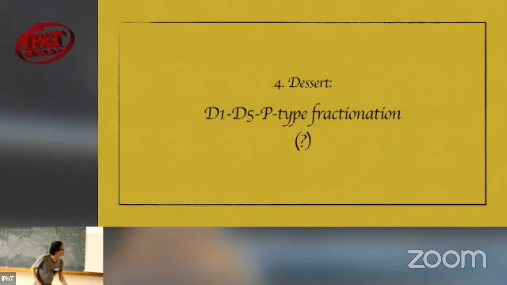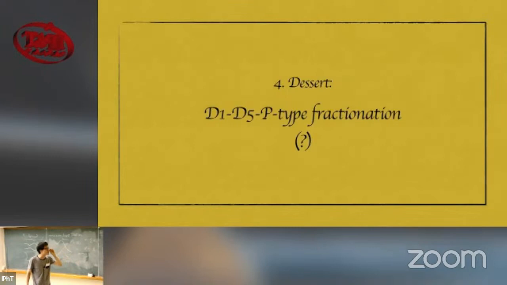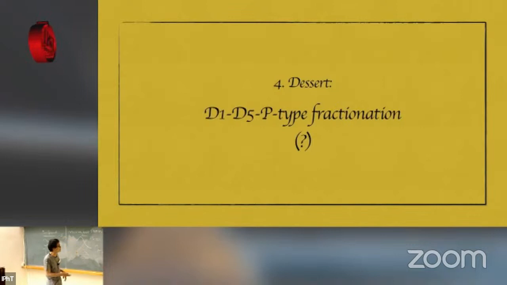All right. So now we can go to the dessert. And the dessert is with respect to the D1, D5, P type of fractionation. And because it's some work in progress, I put this interrogation point here. And so depending on your taste, you can take the dessert with a grain of salt.